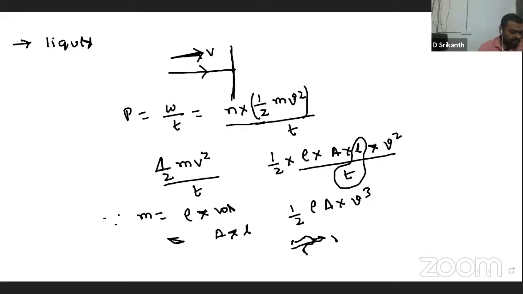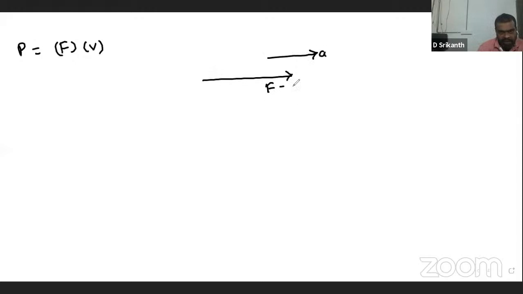Next, third one. A vehicle of mass m is driven with constant acceleration along a straight level road against a constant external resistance. Then power is equal to force times the velocity. Suppose let us consider a vehicle of mass m driven by a constant acceleration. We are having the force, that is MA.